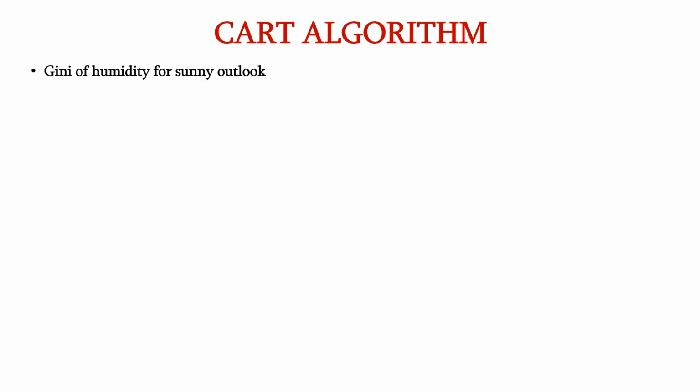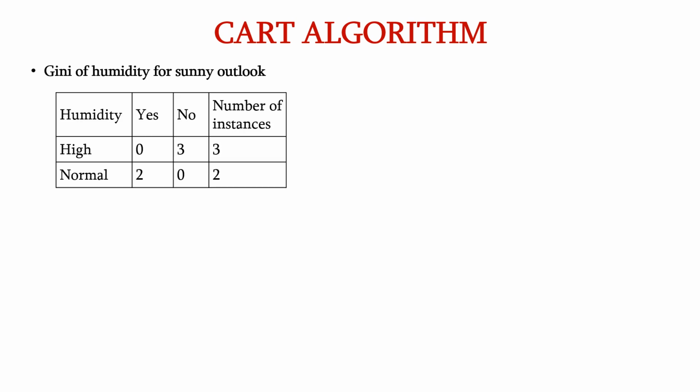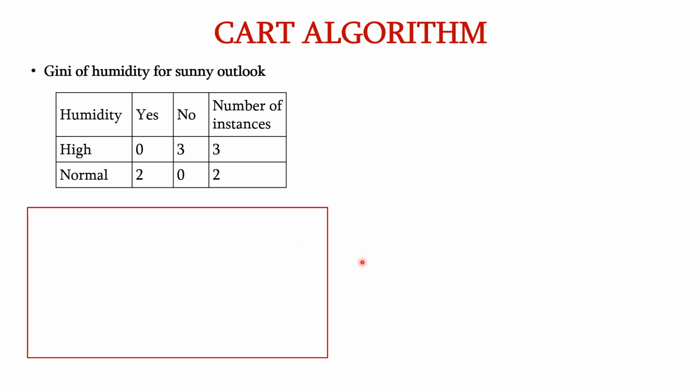Next let us consider the humidity feature and find the Gini index of it for sunny outlook. As per the original table, for humidity we have two values, that is high and normal. The total number of instances for high is 3, the number of yes instances is 0, and no instances is 3. For normal the total number of instances is 2, for yes it is 2 and for no it is 0. So let us find the Gini index for this.